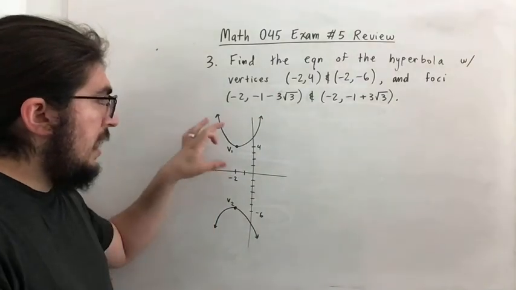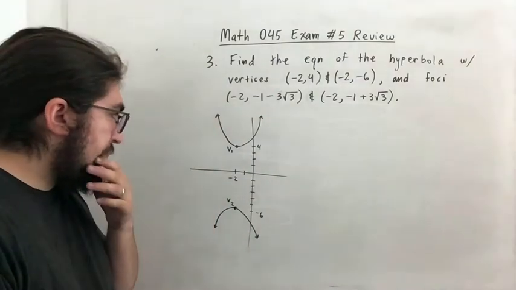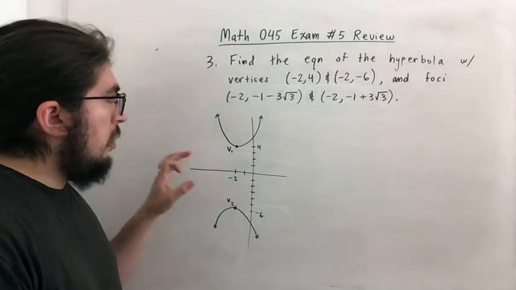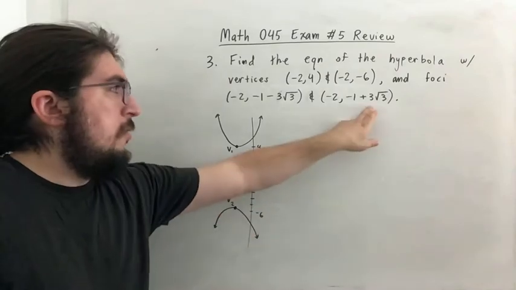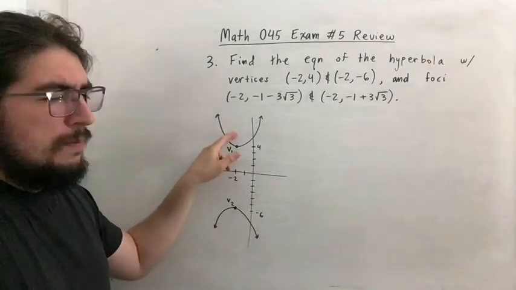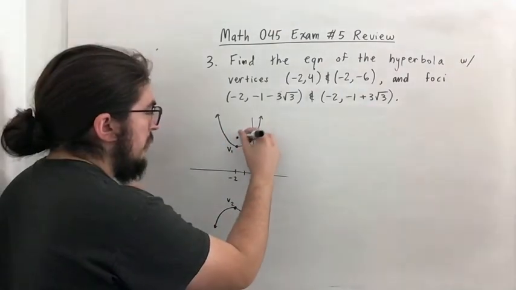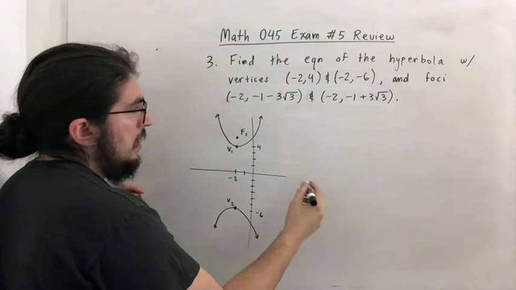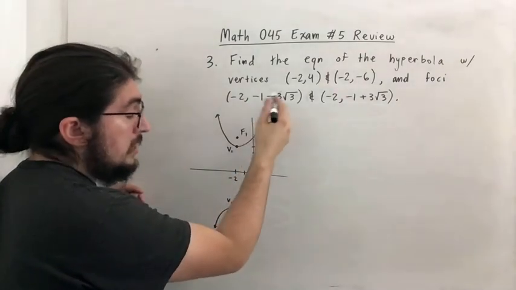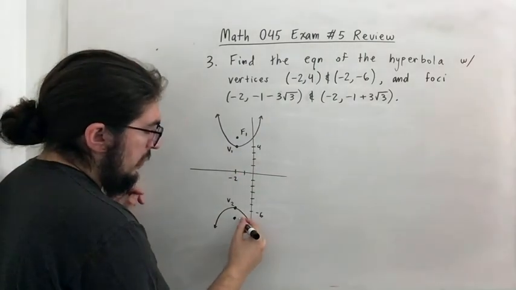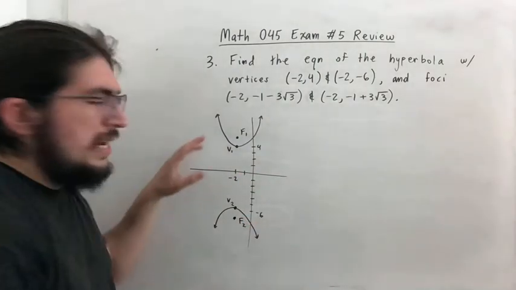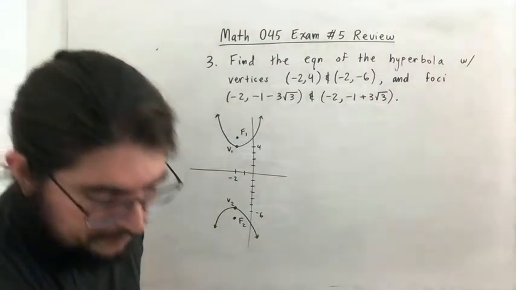Now the foci I haven't really plotted yet, but what you'll notice is that if you actually find these values, you'll have to approximate them maybe. 3 radical 3 minus 1 is actually going to be a little bit above 4. So it'll be somewhere over here. I'll call that F1. And then negative 1 minus 3 radical 3 is actually going to be somewhere below negative 6. So I'll call this guy F2. Not being exact, but that's more or less what it looks like.